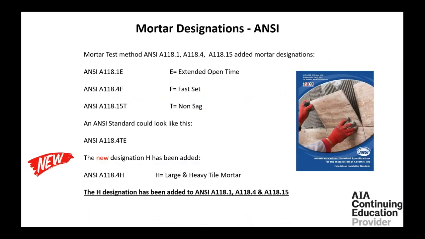So the mortar test methods, 118.1, 118.4, 118.15, added mortar designations. E for extended open time. F for faster setting. T for non-sag. So you might get an ANSI standard that looks like A118.4 TE. So you've got a non-sag mortar with extended open time, like I mentioned earlier, which in my opinion is ideal for gauge porcelain tile.